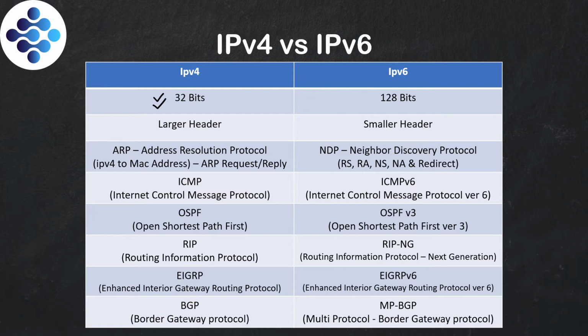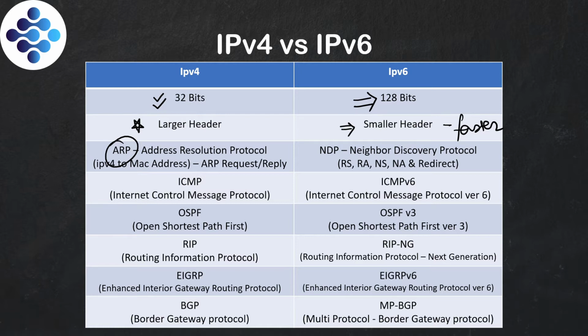Now this is a comparison between IPv4 and v6. IPv4 has got a 32-bit IP address, while in case of IPv6 it is 128 bits. This is an important point: IPv4 has got a larger header, while IPv6 has a smaller header, and that's why it is faster. In case of v4, it uses ARP, Address Resolution Protocol, a protocol which is used to identify the MAC address of the neighbor when we have got the IP address. So there are two processes, IP request and IP reply.